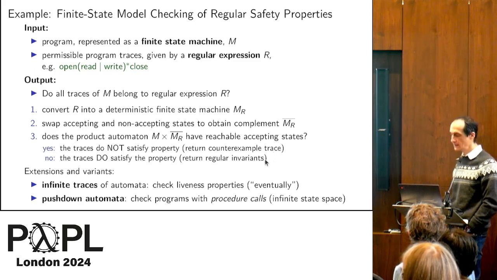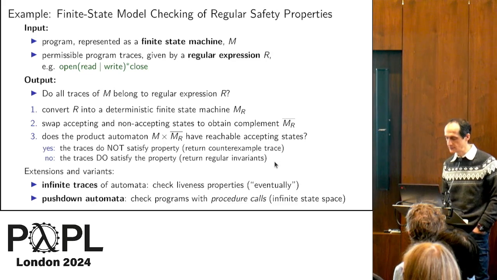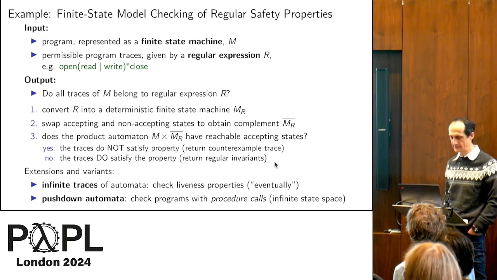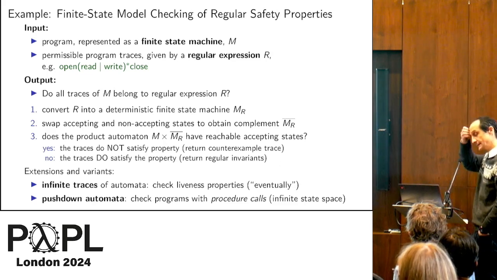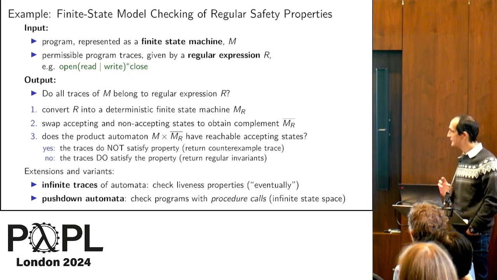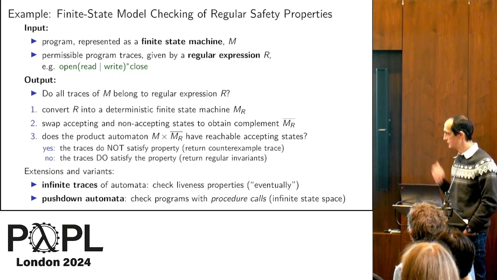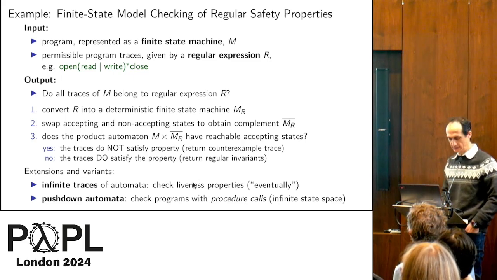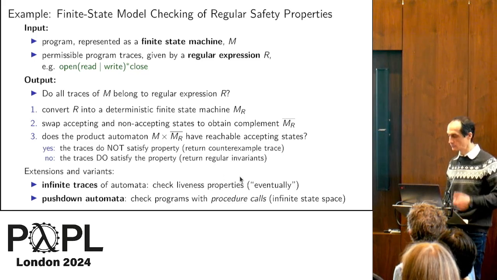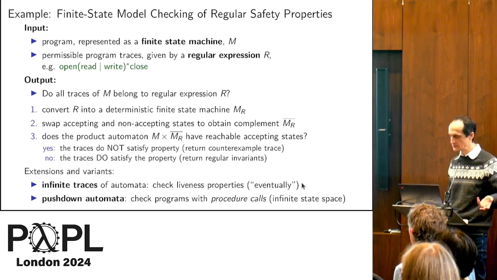And otherwise, you actually can compute a regular invariant for every state of the automaton that says this is the reason why this property is satisfied. But this is a very simple example, but it's an interesting starting point for all sorts of extensions. So I talked about finite traces, but you can look at infinite traces. And automata that have cycles, of course, can also generate infinite traces where you just go through the loop infinitely many times. And these for finite state machines would be omega regular.